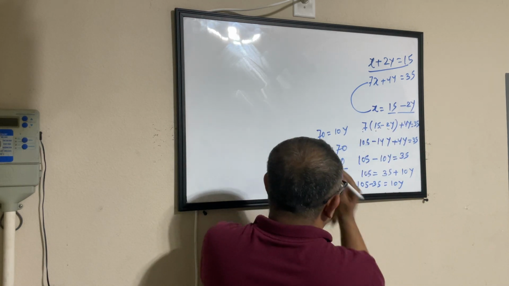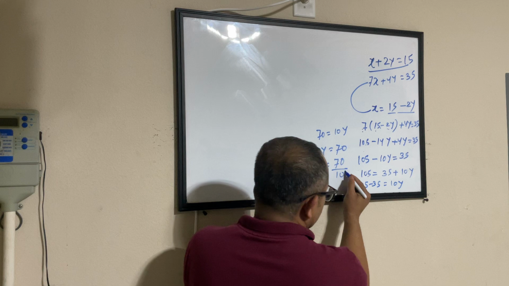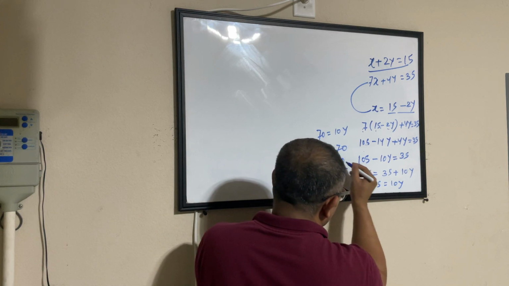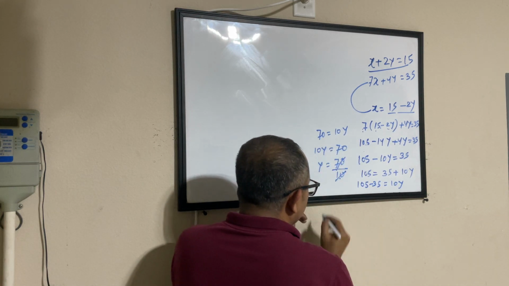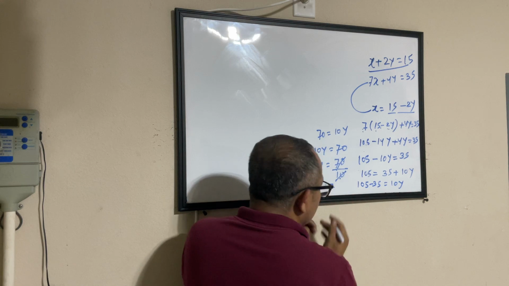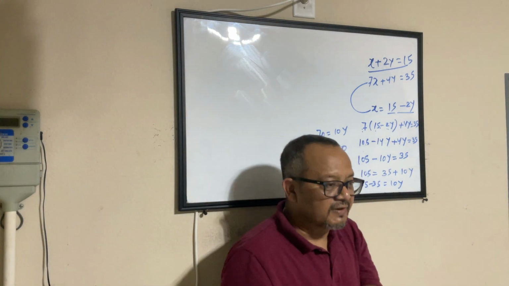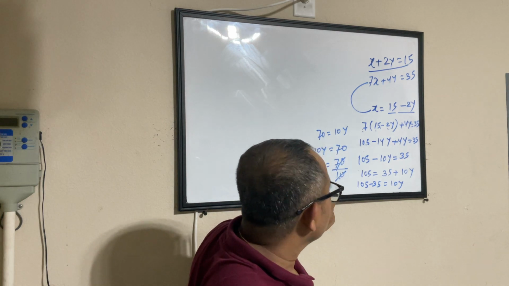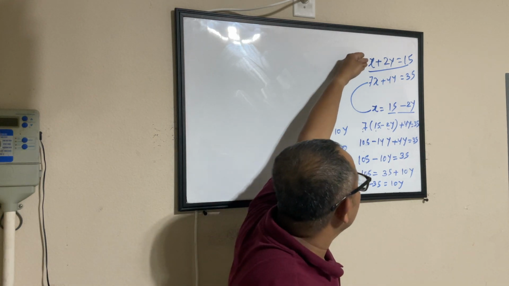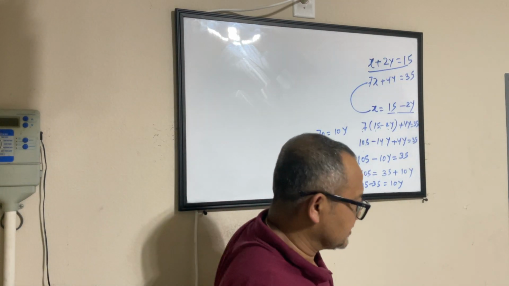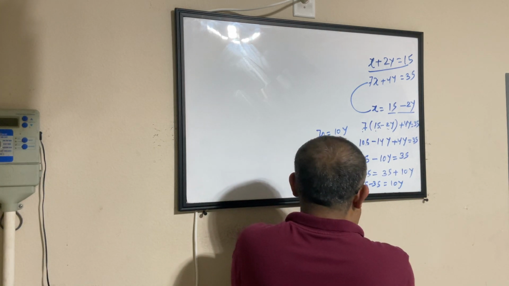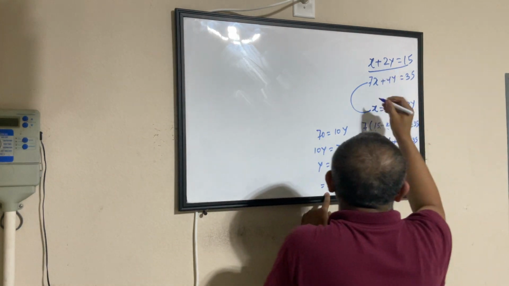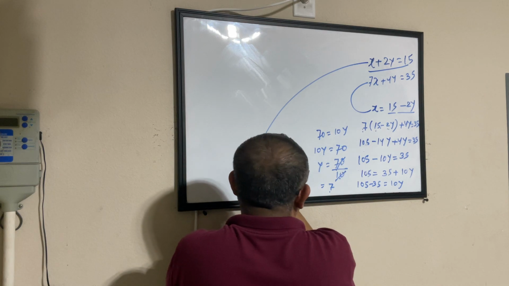This multiplication becomes division here. See here, I have a 0 and here a 0. Knock it off. It becomes 7 by 1. y equal to 7. Everybody got the right value of y, 7. Now I got the value of y as 7. I can put it anywhere and find out the value of x. I put it here. This looks like an easy equation, right?